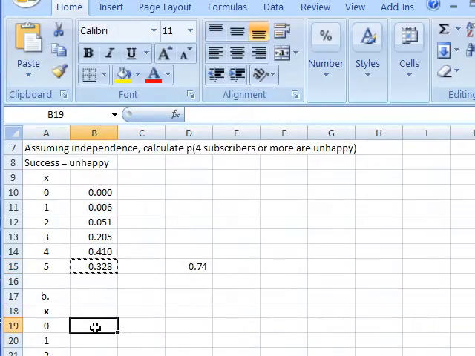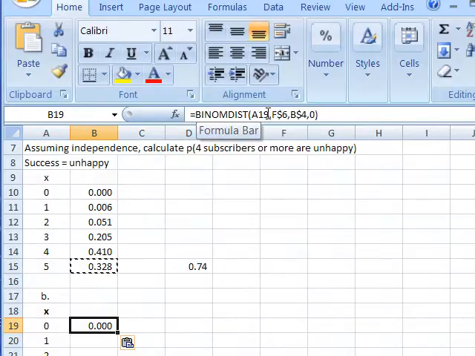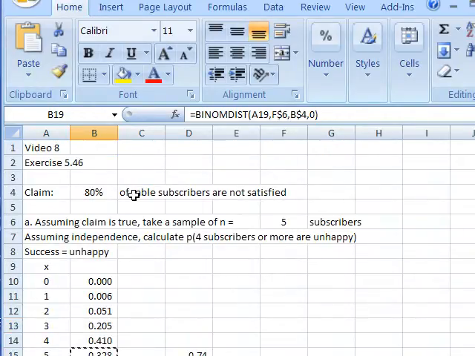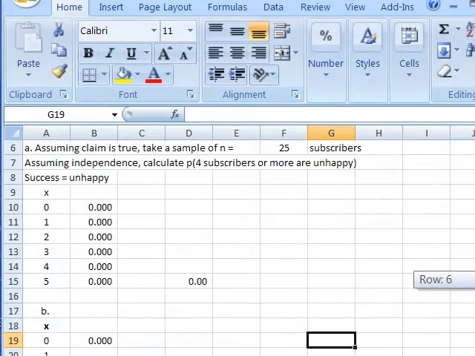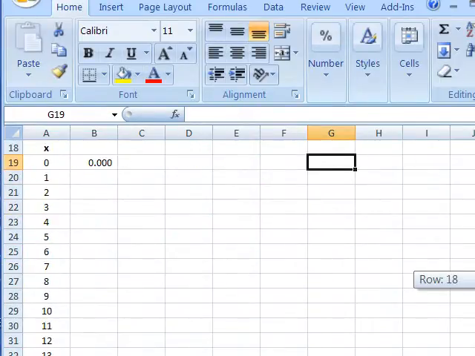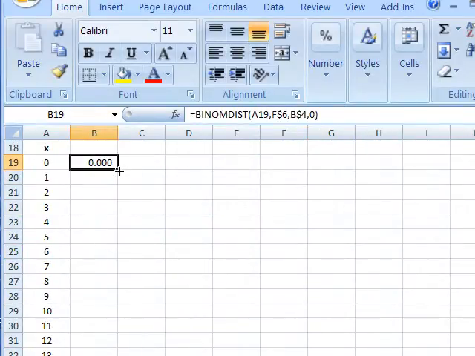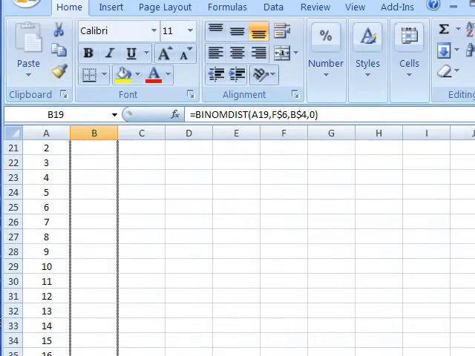What this formula now says is calculate the binomial distribution based on A19, this fellow right here, F6 and B4, the ones that are up here. So I'm still using these numbers up here. Now, because of that, if I still want to use this cell, I'm going to have to change it from 5 to 25. My 80% stays the same. But now, when I drag this down, I'll go all the way to 25.